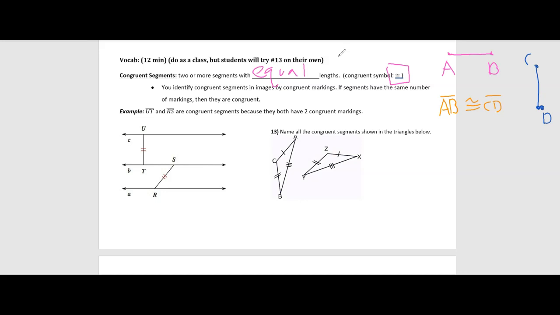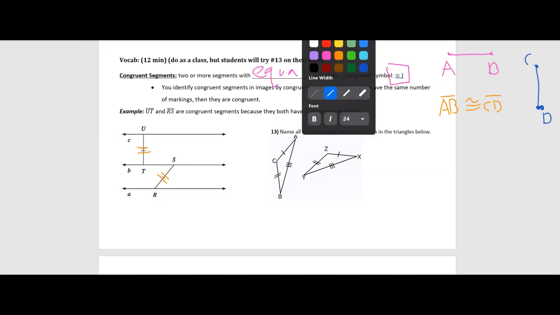So let's look at an example real quick. It says segment UT and segment RS are congruent segments because they both have two congruent markings, or they're talking about these tick marks right here. The segments each have two tick marks. That means that they are equal in length. It means that they are congruent.